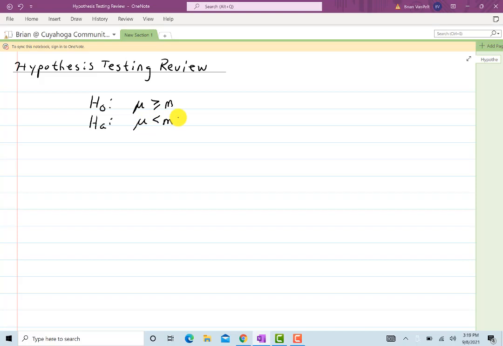Anything that has an equal attached to it is in the null hypothesis. So if I were to say mu is less than or equal to m, then for the alternative hypothesis, we have mu is greater than m. And similarly, if I have mu equals m, the alternative is mu does not equal m. So the null hypothesis gets the equal signs, the alternative hypothesis gets the inequalities.